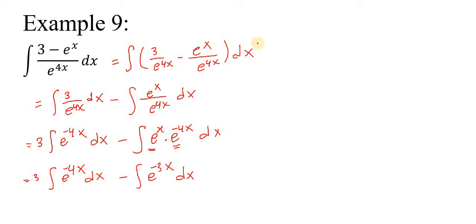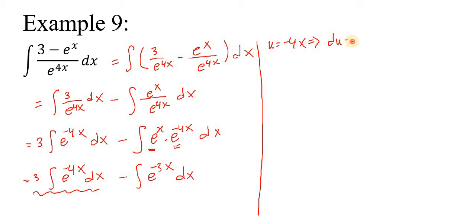Now I will use the substitution method in order to solve each one individually. So for the first integration, I'm going to assume that u is equal to negative 4x. That will give me du is equal to negative 4 dx. Notice how I don't have negative 4 here, so I'm going to divide both sides by negative 4. These will cancel, and then I will substitute everything in this integration.